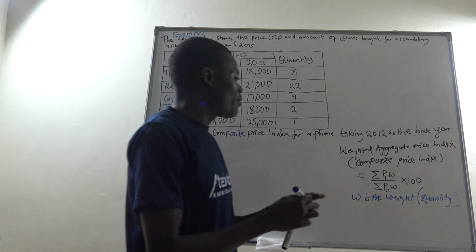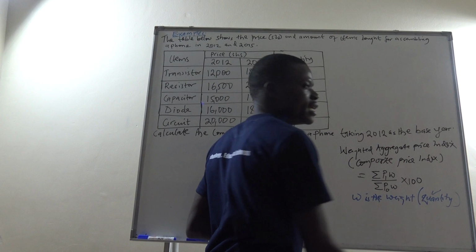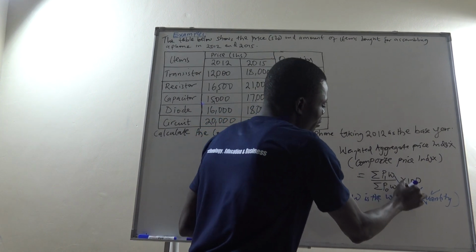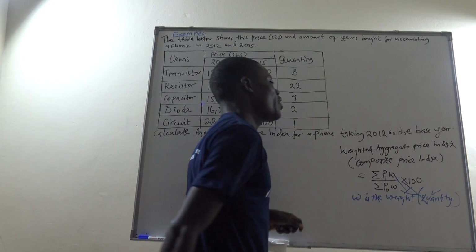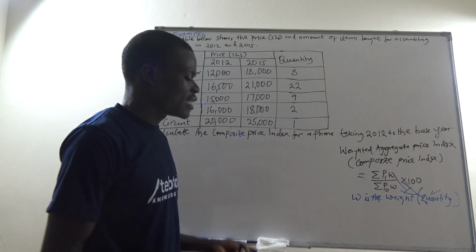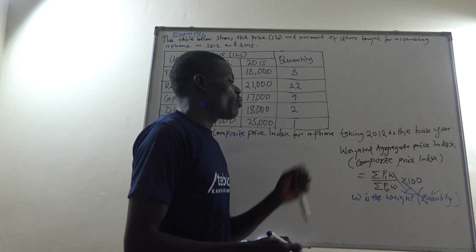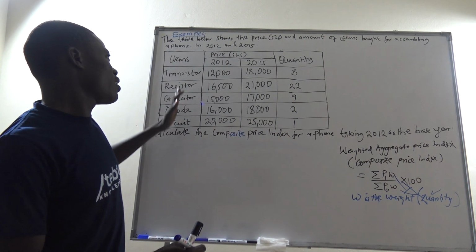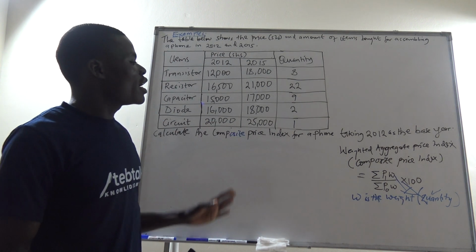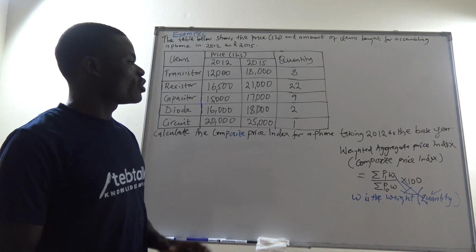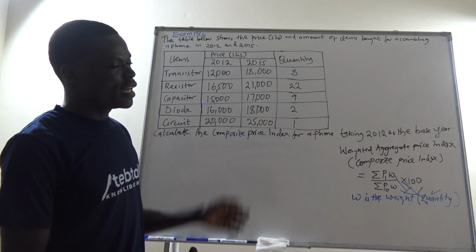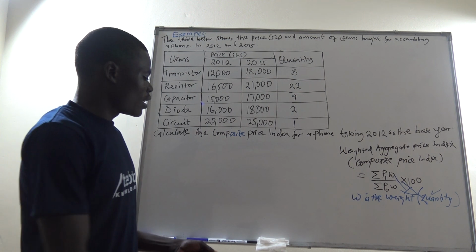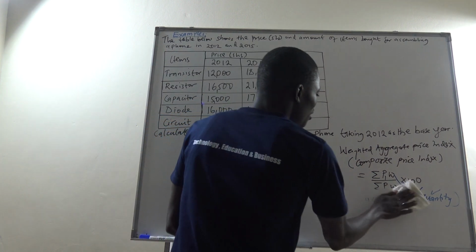So in our case here we have been given the quantity, implying that W here will represent the quantity which they have given us. And then we say that P1 is the price of the commodity of all of the items in the current year. And then P0 is the price of items in the base year. So let us begin looking at our question.